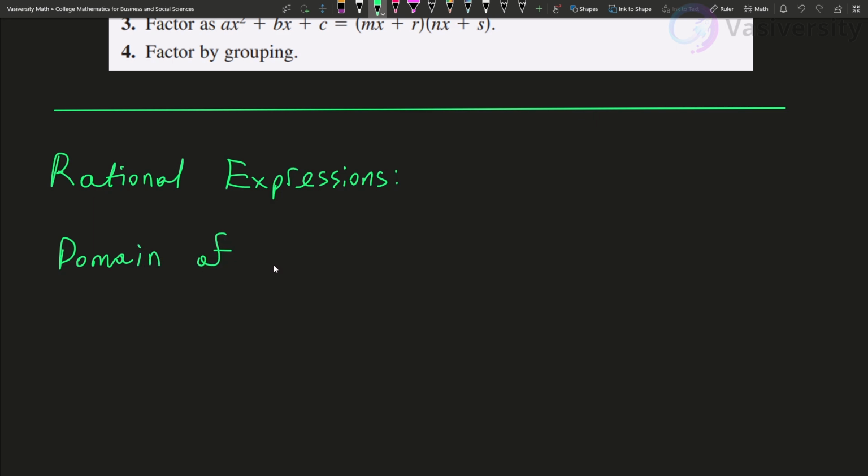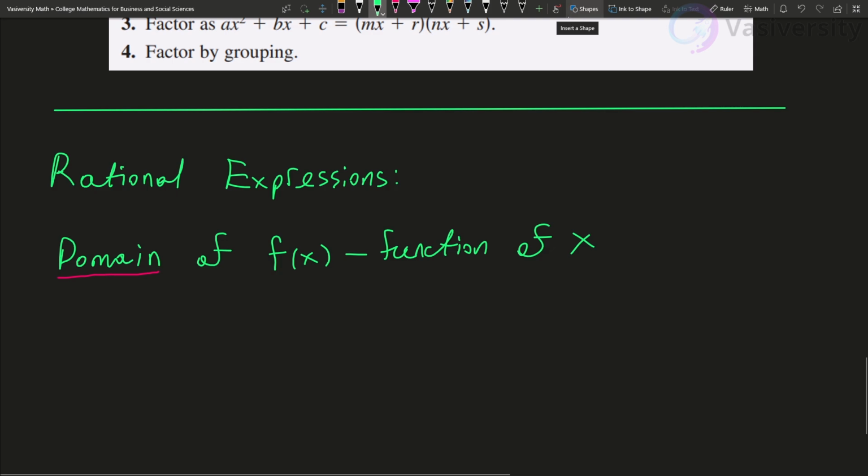Domain of a function. So we can have a function, and we call it f of x, which means a function of the x variable. The domain itself means what values x can take for the function to be valid mathematically. So the domain is only for the x values, if we have an f of x. And it's the number line of x.